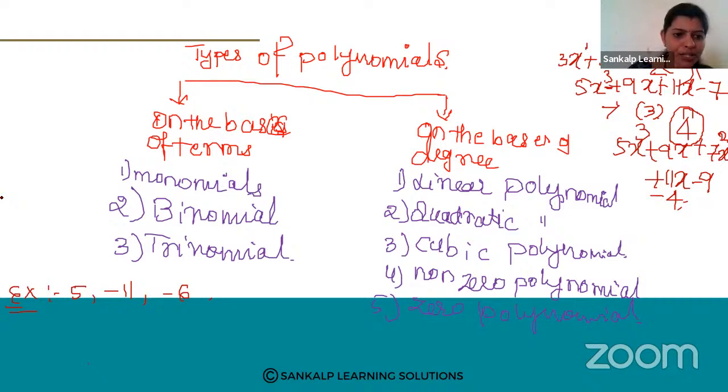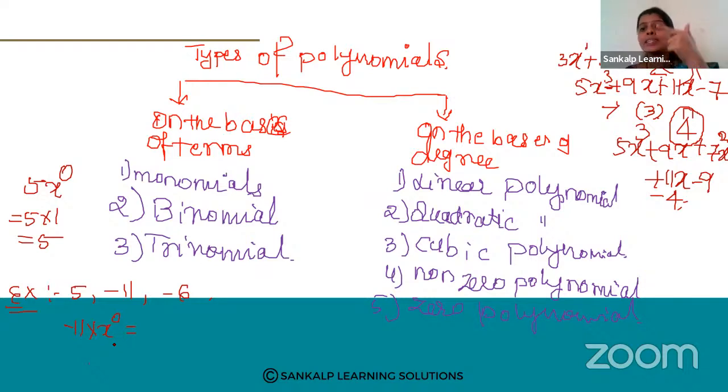See, 5 into x raised to 0. If I write 5 into x raised to 0, then it becomes 5 into 1, that means 5 only. 5 can also be written as 5 into x raised to 0. Next, minus 11 can be written as minus 11 into x raised to 0. Remember, x raised to 0 means it is 1. So minus 11 into 1 is minus 11 only. The number does not change if I multiply with x raised to 0, because x raised to 0 is 1.